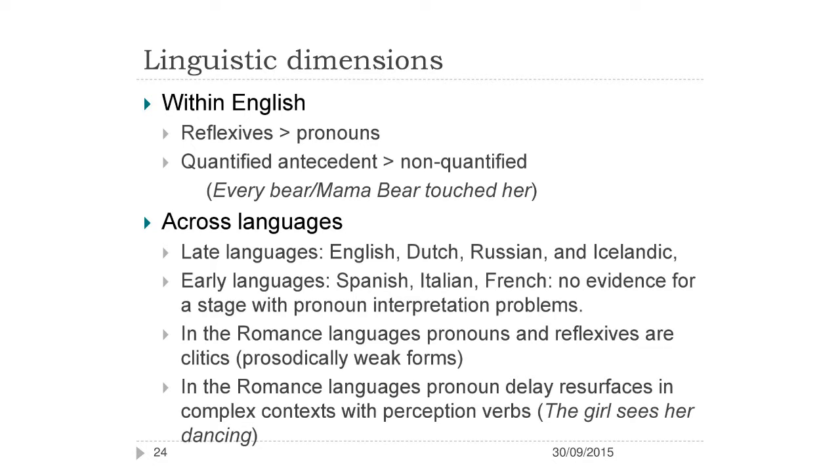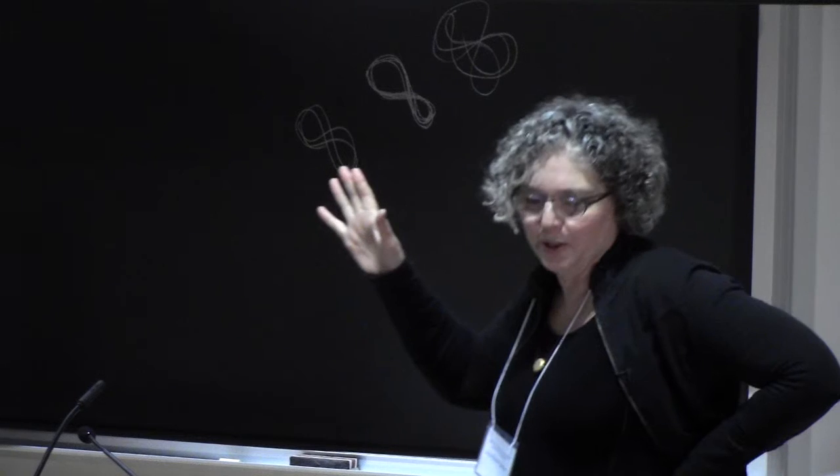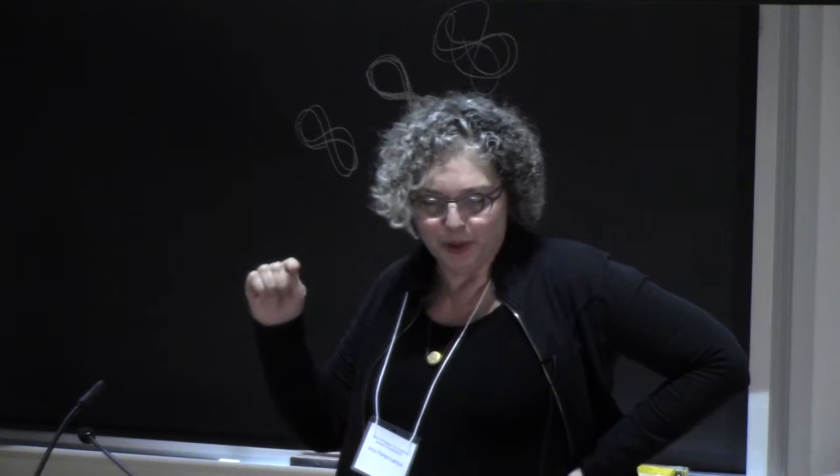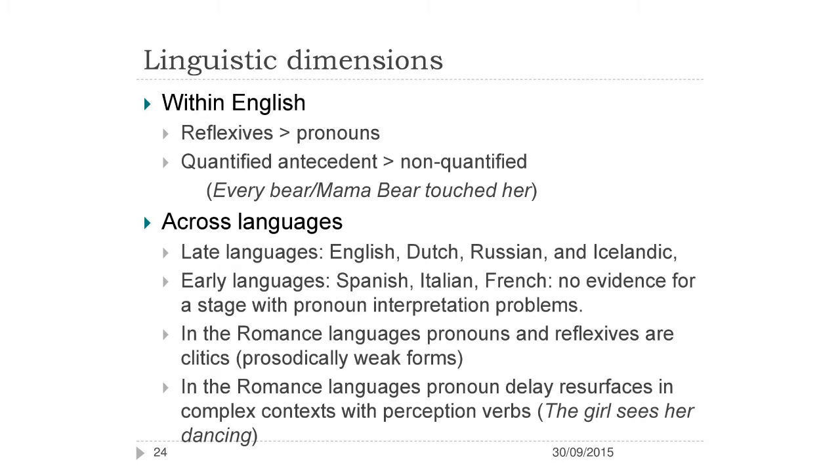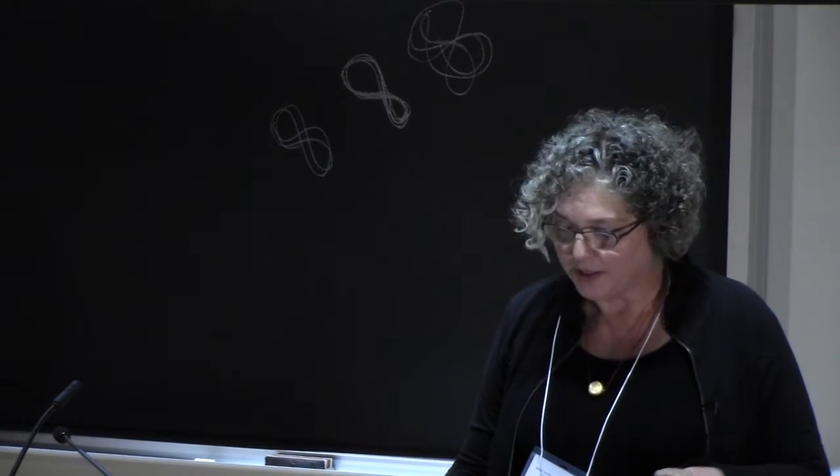So French and Spanish and Italian, there's no evidence of interpretation problems. But if you put it in certain constructions, such as the equivalent of the girl sees her dancing, where the pronoun is in that more complex construction, then the errors resurface. Prosodically, this is a mystery. English pronouns are a full syllable and with independent prosody, but the Romance pronouns are weak clitics. Okay, so prosodically, we would predict French and Spanish should be bad, English should be good. This is not the case.